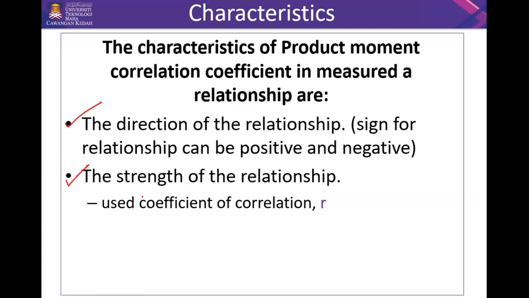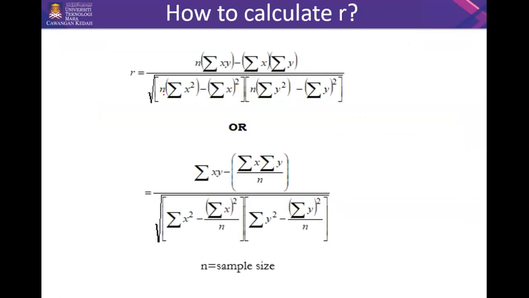So to describe the strength of the relationship, we use the coefficient of correlation, and its symbol is r. r is the coefficient of correlation. These are the two formulas that we use to calculate r. So you can use this formula or this formula.